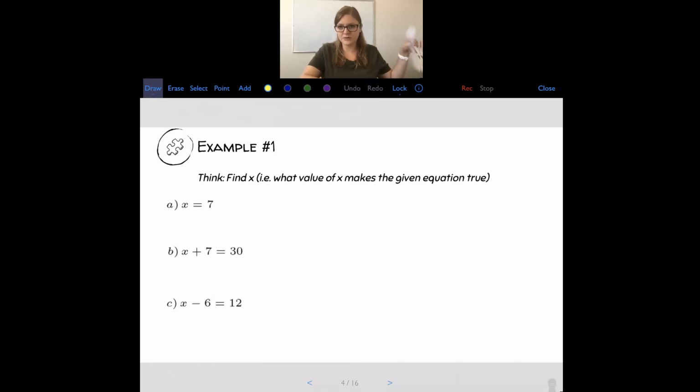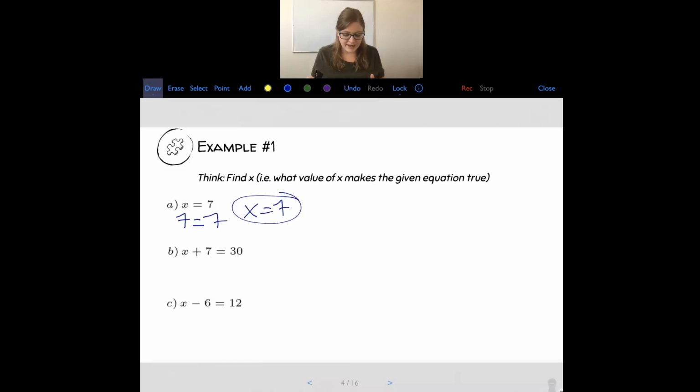So without using your paper and pencil, no calculator, anything like that, take a look at these 3 and just think, what value of x makes the given equation true? Meaning, what value of x would make the right-hand side equal to the left-hand side? In the first example, x equals 7, x has to be 7 because 7 is equal to 7. Okay, so in this case, the answer is x is 7.